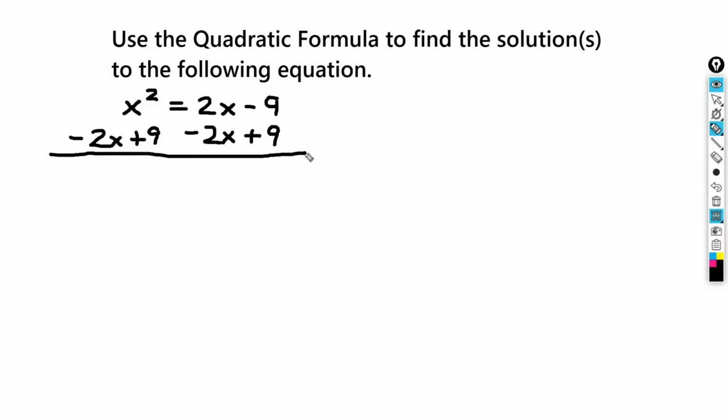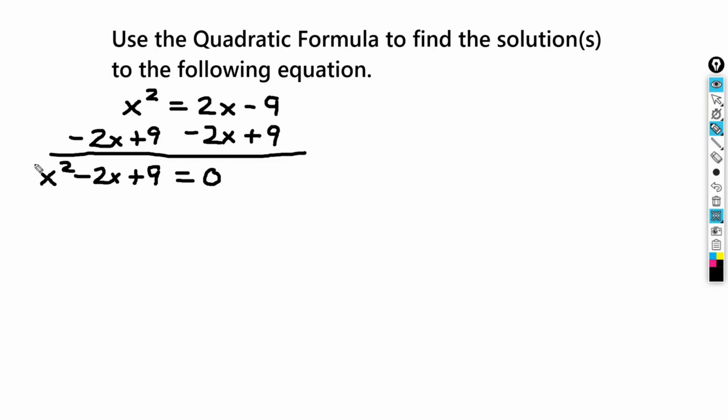Okay, so when I do that, 2x minus 2x is 0, negative 9 plus 9 is 0, so the right-hand side becomes 0. Then I have x squared. I can't combine it with either of these, so I'm going to write x squared minus 2x plus 9 and set it equal to 0. And now I've got it in the form ax squared plus bx plus c equals 0.